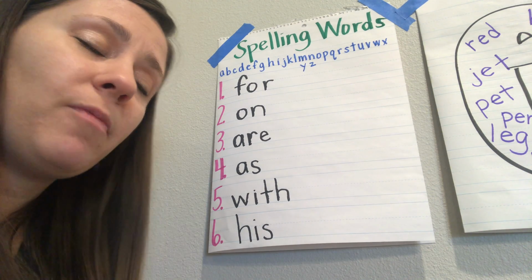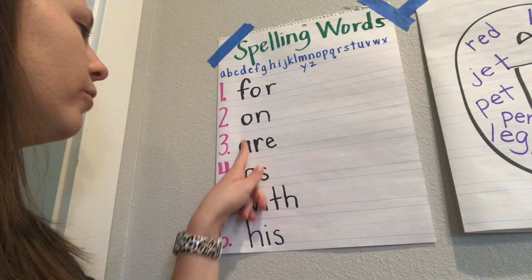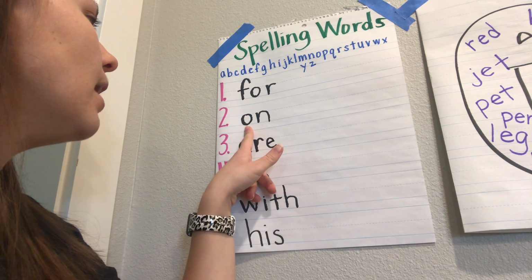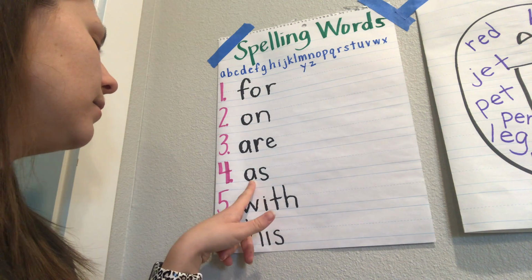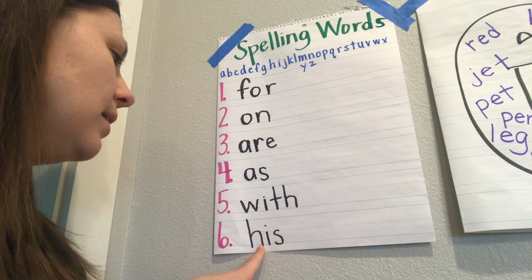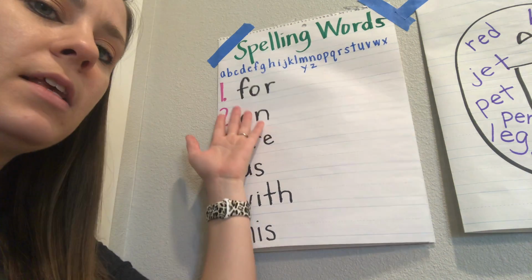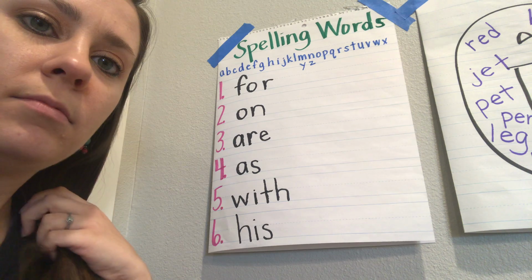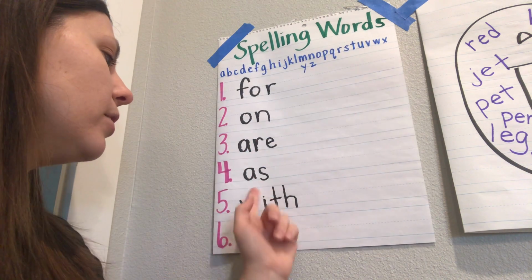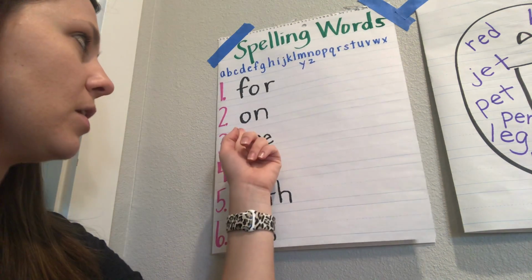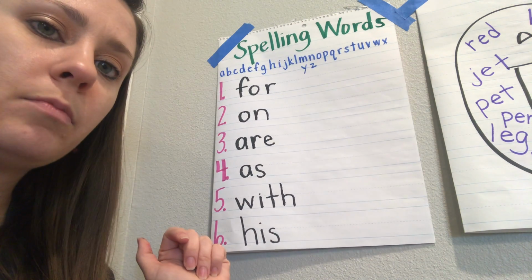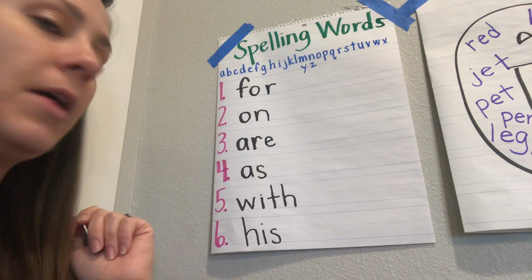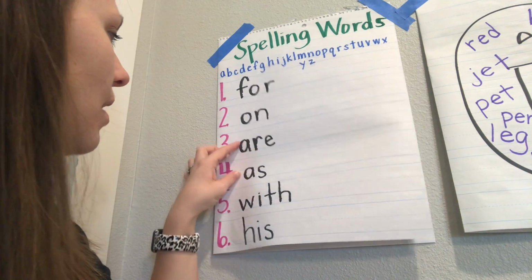So when you put words in alphabetical order, you look at the first letter of the words. Okay, so I have an F, I have an O, an A, a W, and an H. Out of these beginning letters here, which ones come first in the alphabet? Does F come first before these other letters? Does O come before all these other letters in the alphabet? Does A come before these other letters in the alphabet? Yes. So A is going to be first.